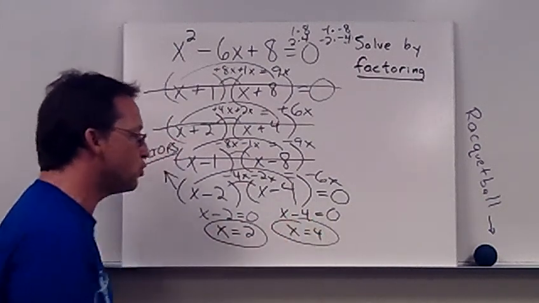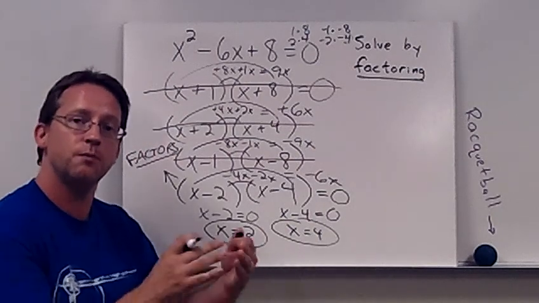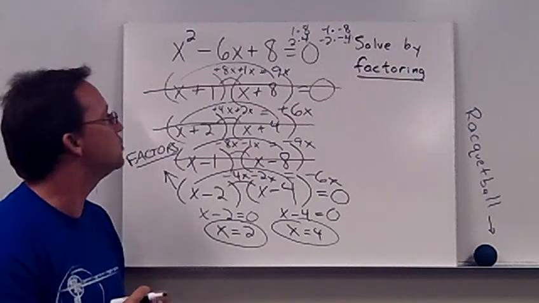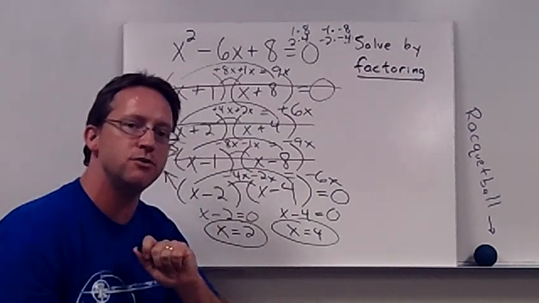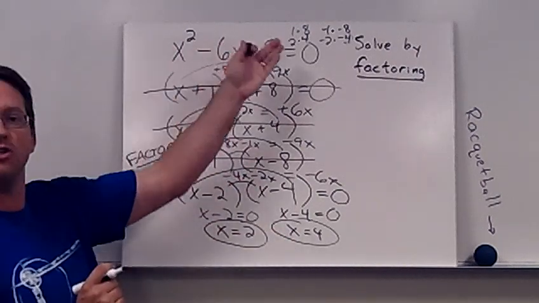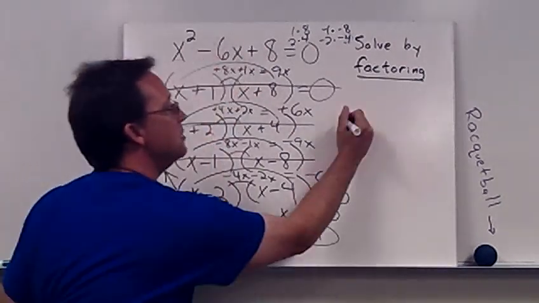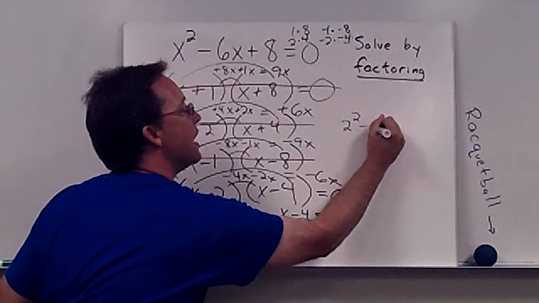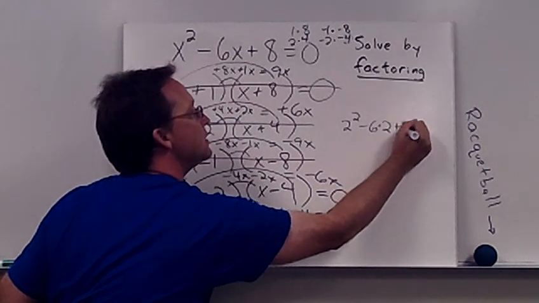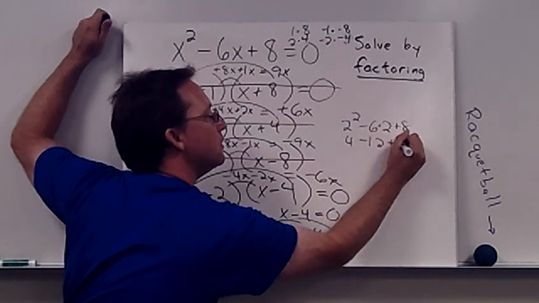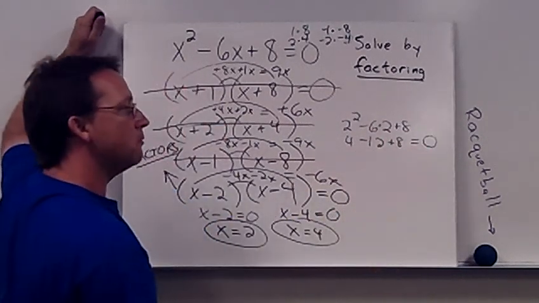So our two solutions are x equals 2 and x equals 4. All right? Those are our two solutions to our equation. Those are the two values of x that make this expression equal to 0. If I went back and put 2 in for x, I did 2 squared minus 6 times 2 plus 8 in my equation, I would get an expression that's equal to 0.